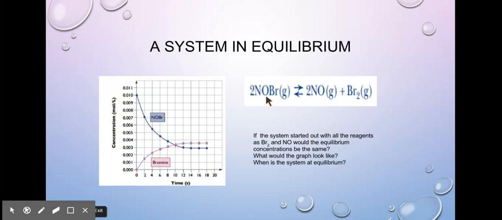Now, this system looks very like the model that we made up, and this is a real chemical system where we're using nitrosyl bromide, which is colourless, and it makes nitrogen oxide, which is colourless, and bromine gas, which is orange. So we can track the progress of this reaction by tracking the intensity of the orange that is produced, and that's how they get these readings on here, and they get the equilibrium position. Again, it doesn't matter if we start out with it as all bromine or all nitrosyl bromide, we will end up with the same equilibrium position.